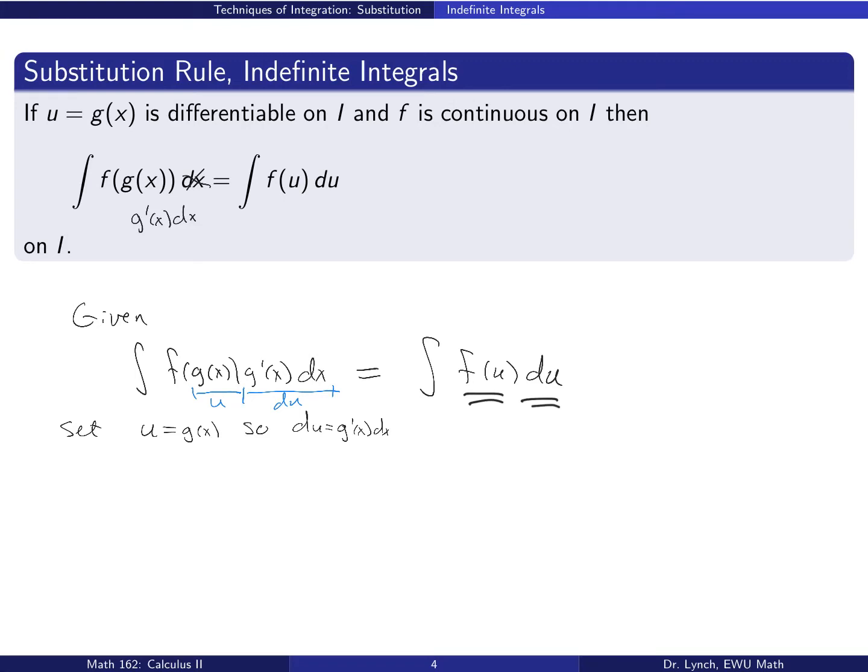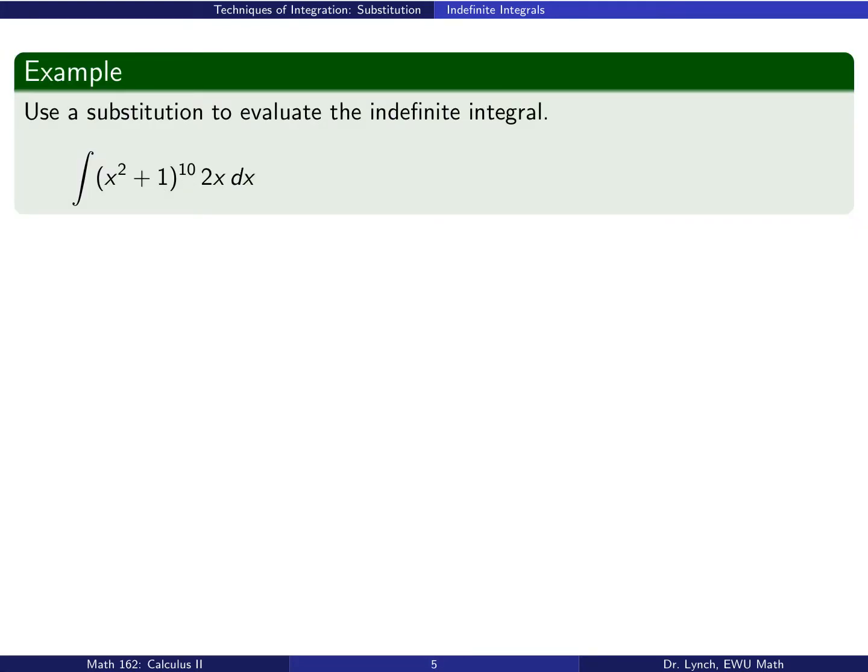So a few examples to illustrate this idea. The first one is substitution to evaluate the indefinite integral of the quantity x squared plus 1 to the 10th power times 2x dx. So following what we did last time, here we'll set u to be the inside function, x squared plus 1. So when we try u equals x squared plus 1, of course, du is 2x dx. And we can then go ahead and evaluate the resulting indefinite integral in u world.